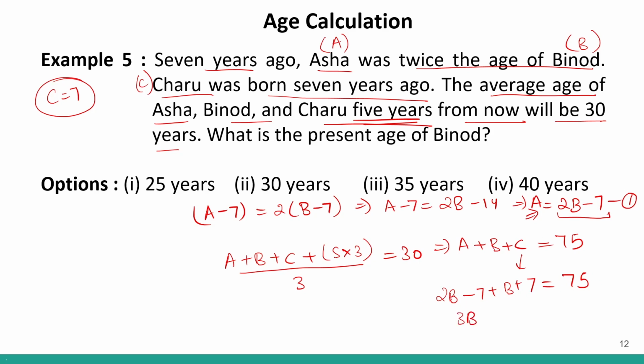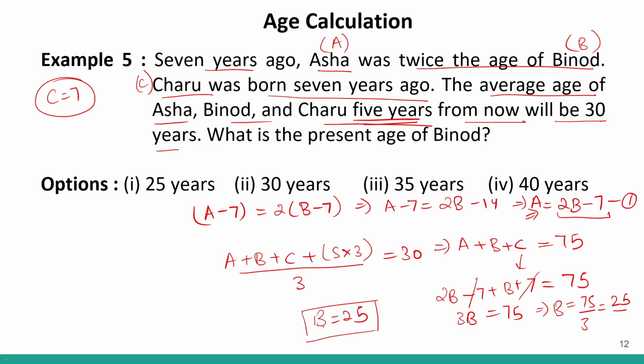So 3B, 2B plus B, 7 and 7 will cancel out, equals 75. Correct? So B will be how much? B will be equal to 75 by 3. 3 times 5 is 15, 3 fives are 15. So on cancelling this, I get 25. So the value of B is 25.